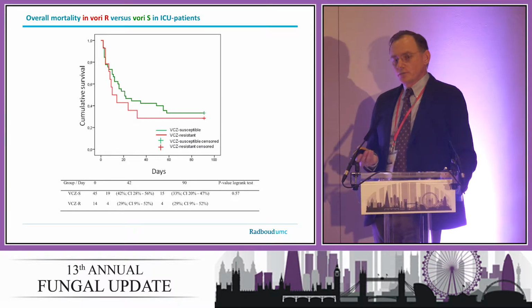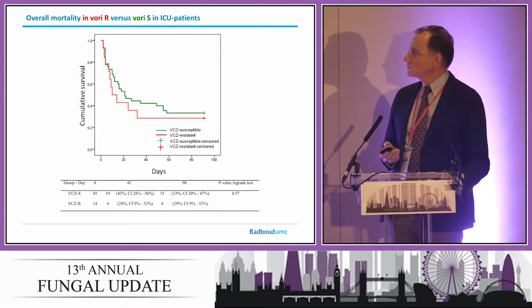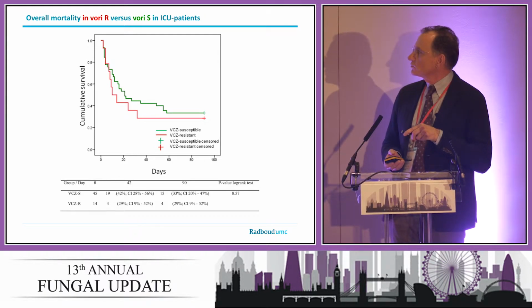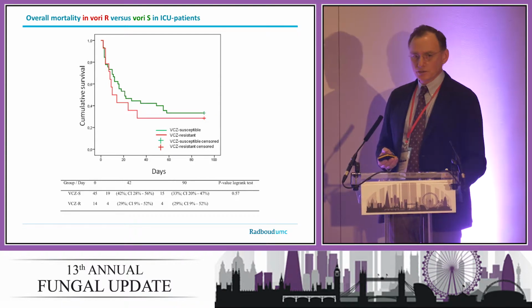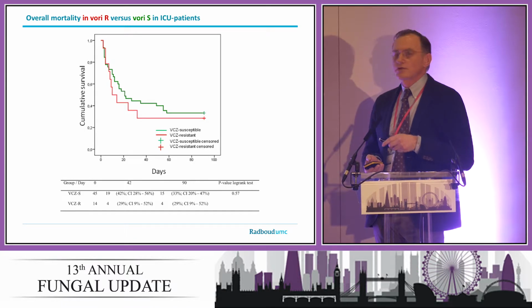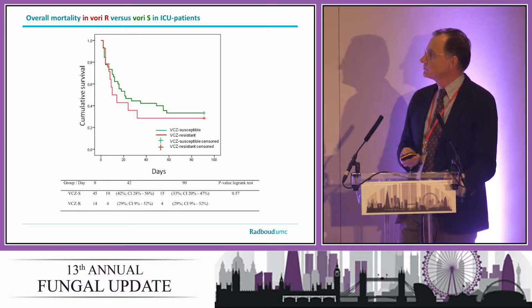But if you then look at the ICU population, this is of course a much smaller group, 59 patients. You can see that the mortality is higher or the survival is lower. And you can see that also patients with a susceptible infection die. So there was no difference in this patient group if you look at mortality between susceptible and resistant infection.